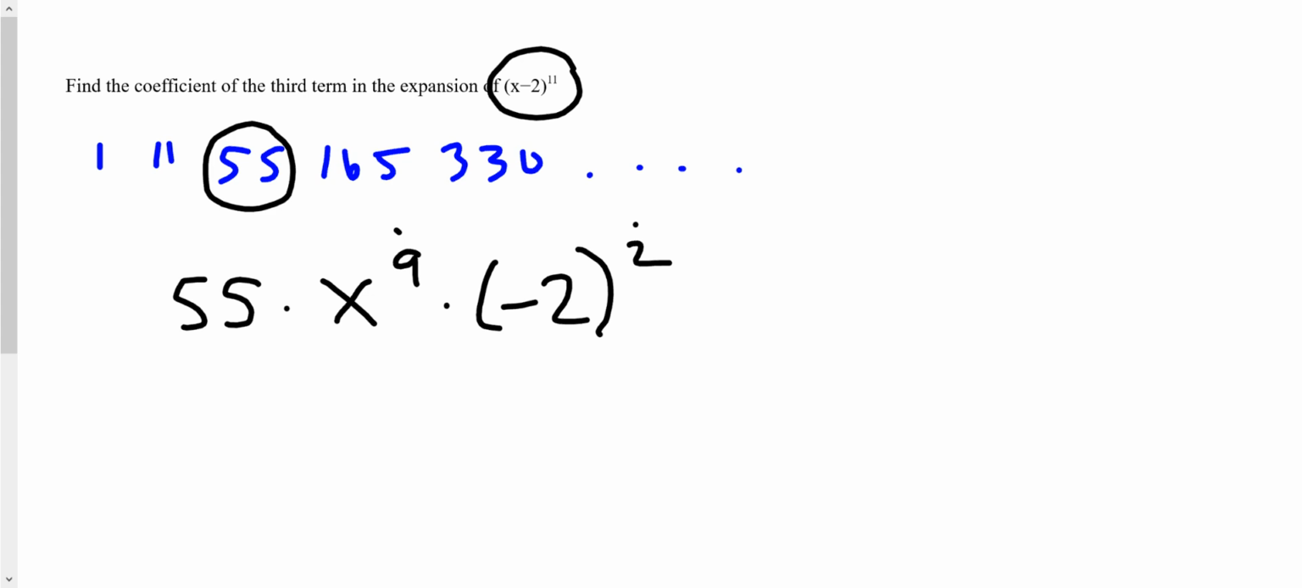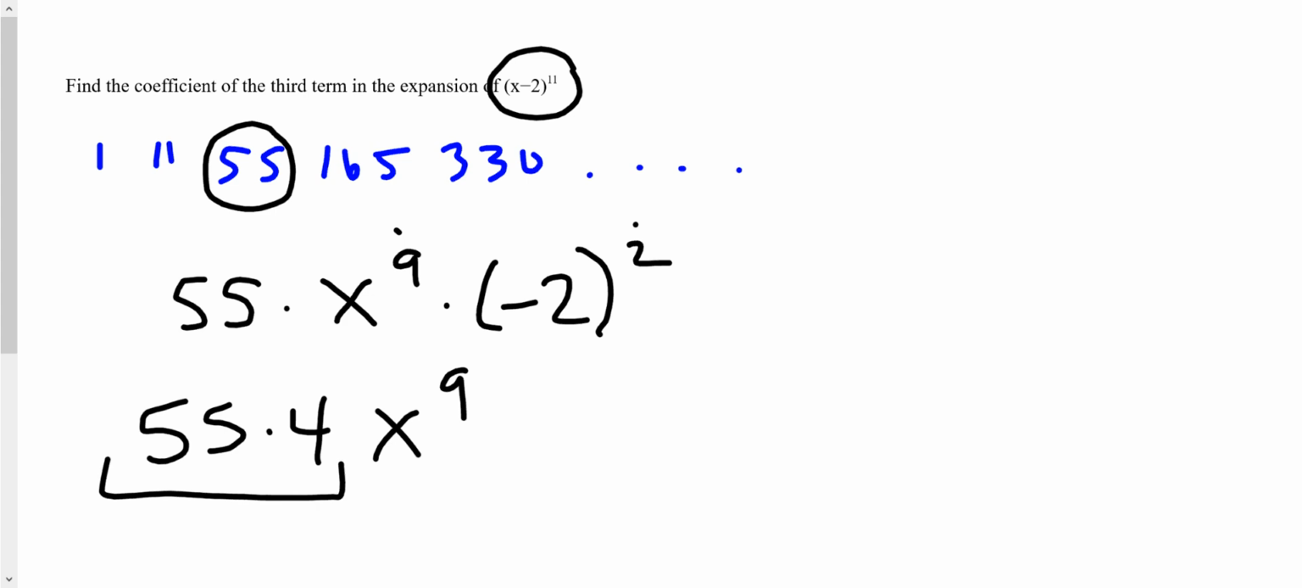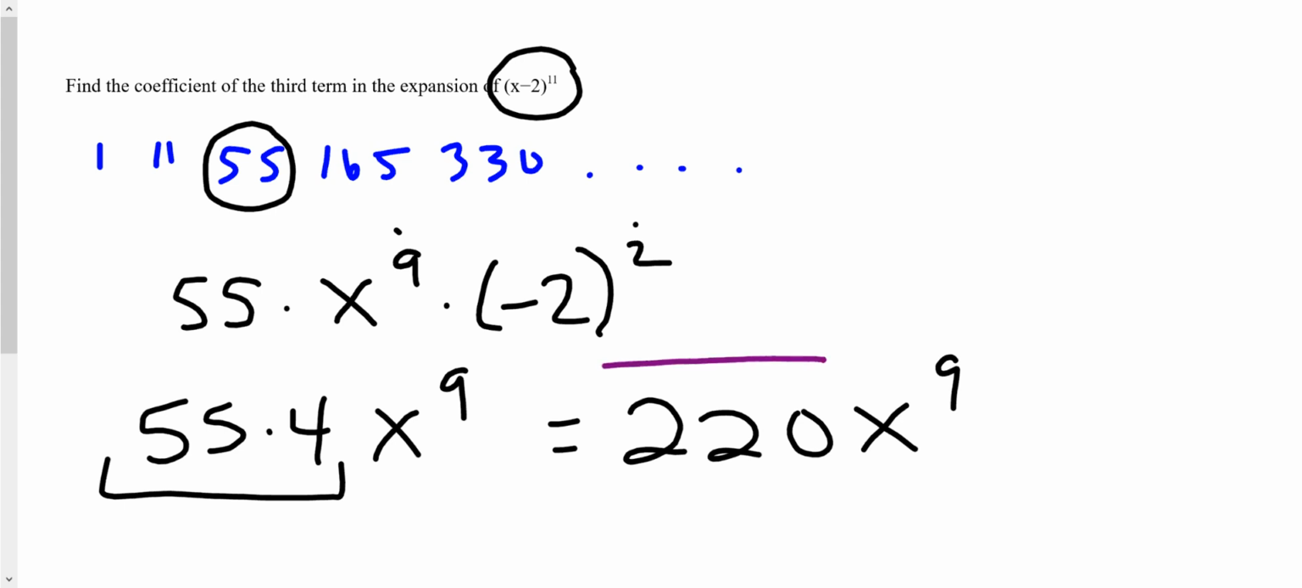So negative 2 to the 2nd is 4. So we have 55 times 4 times x to the 9 would be our whole term. We only are looking for the coefficient, so I really just need 55 times 4. But our term would be 220 x to the 9th. My coefficient is 220, so my final answer is 220.